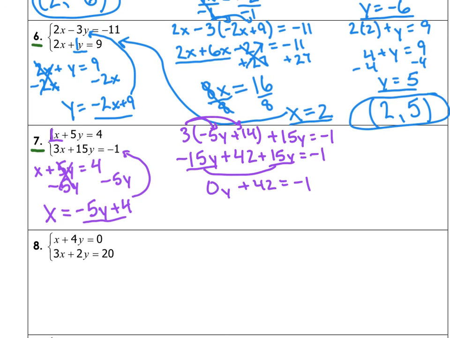And 0y is not just y, it's actually going to be 0. So that 0y is going to disappear entirely. So what I have now is 42 is equal to negative 1. And the question that we have to ask ourselves is, is that true? The answer is no, that's not true. 42 could never equal negative 1. What, are you crazy? Because this is the case, we actually have no solution here. There is no solution to this system of equations. And so we write the 0 with the line through it.